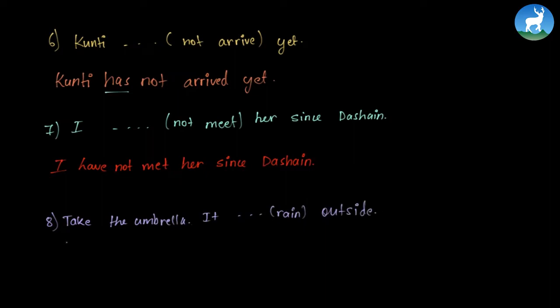Take the umbrella. It rained outside. So you would want to take the umbrella, obviously, if it's raining right now. If it's not raining, you wouldn't take an umbrella with you. So we understand that it's raining at this moment, hence we use the continuous form of present tense. Hence we say, take the umbrella. It is raining outside. So this is the present continuous form.